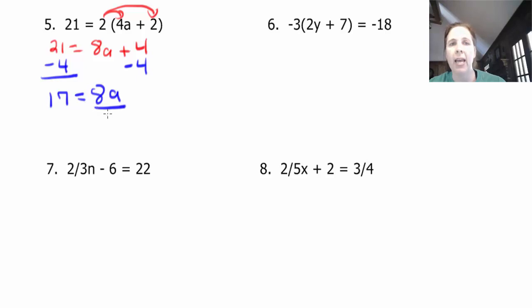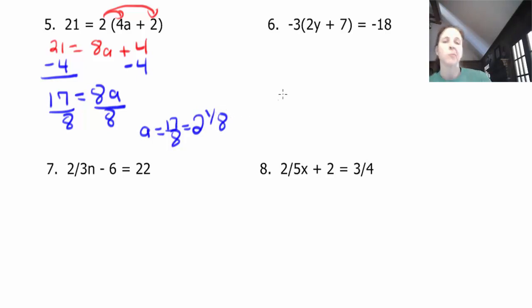Okay, divide by 8. You're not always going to get nice, neat numbers. So we just left it as a fraction. A equals 17 over 8, so change that to improper. 8 goes into that 2 times, 2 and 1/8 is what you should end up with. Change it to a mixed number. If you don't start with a decimal, you can't end with a decimal. The ones that have decimals, you can end with a decimal, but otherwise leave it as a fraction.